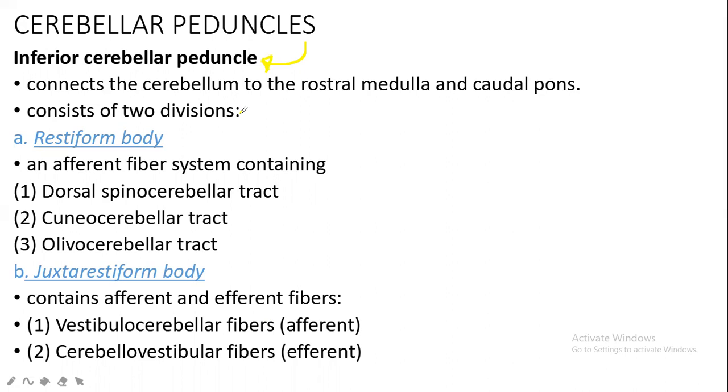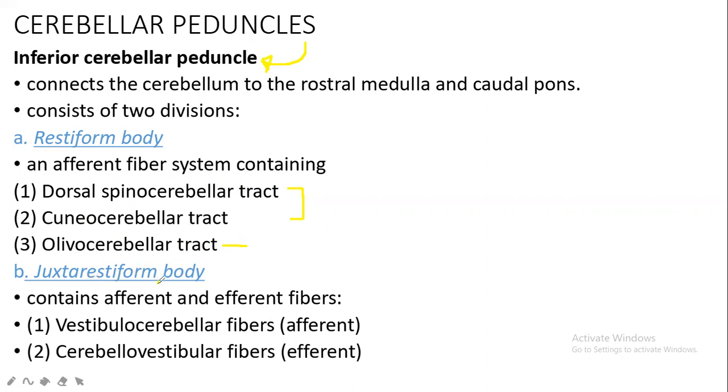The restiform body contains the afferent fiber system. That is the dorsal spinocerebellar tract and the cuneocerebellar tract, basically coming with proprioception. This is basically coming from the accessory cuneate nucleus, the cuneocerebellar tract, and the olivocerebellar tract. That forms the restiform body.